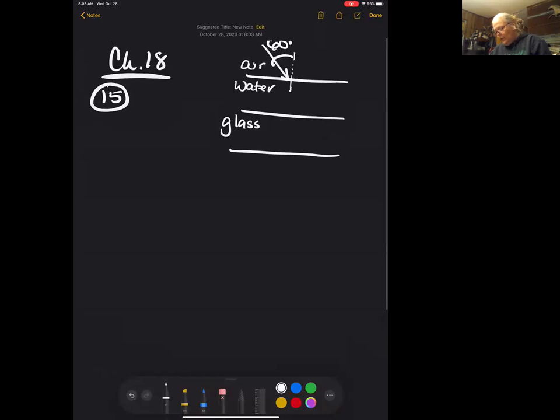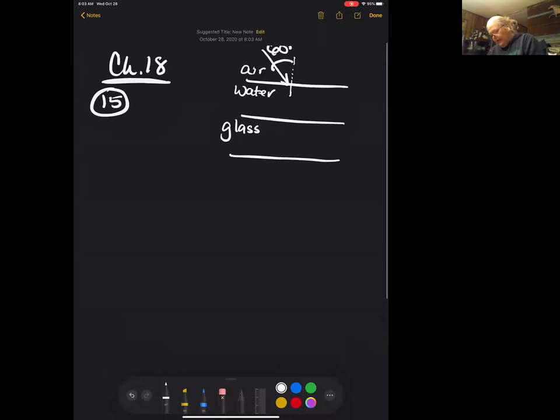Okay. So let me write down the indexes here. So n is 1 for air. For water, it's 1.33. You look this up in your book. I just happen to know what they are. And for glass, it's 1.5. Okay, you can look those up in your book. All right, now, since I'm going from a lower index to a higher index, I know that the light is going to slow down. So since n2 is greater than n1, we know the light slows down.